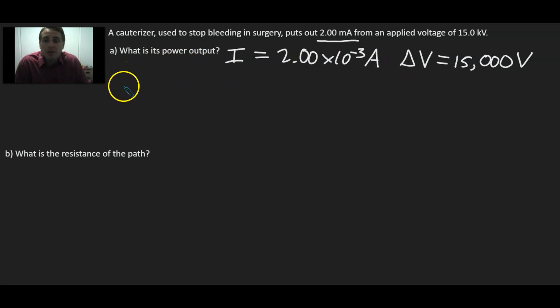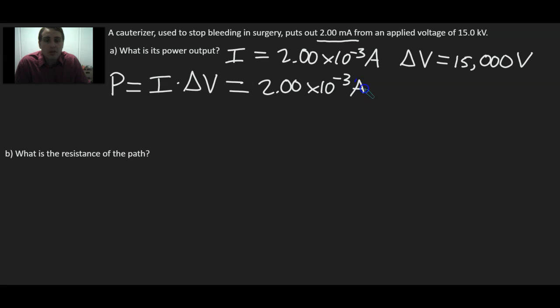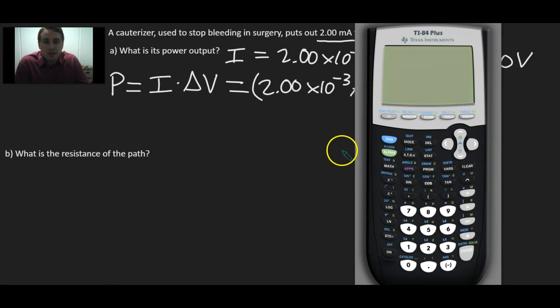Okay, we want the power output. Now, power output, given we have current and voltage, is going to be simply capital P equals I times delta V. There's a little multiply there. So we can just multiply those numbers. It's 2.00 times 10 to the minus 3 amperes times 15,000 volts. Okay? So let's go ahead and use the calculator to calculate this.